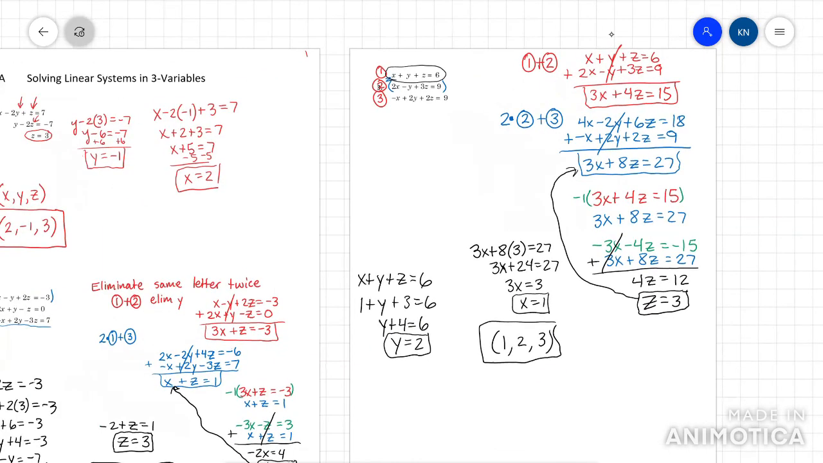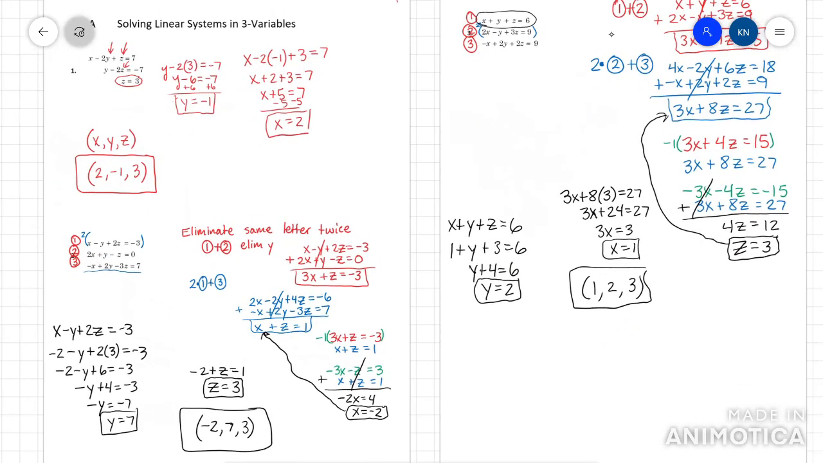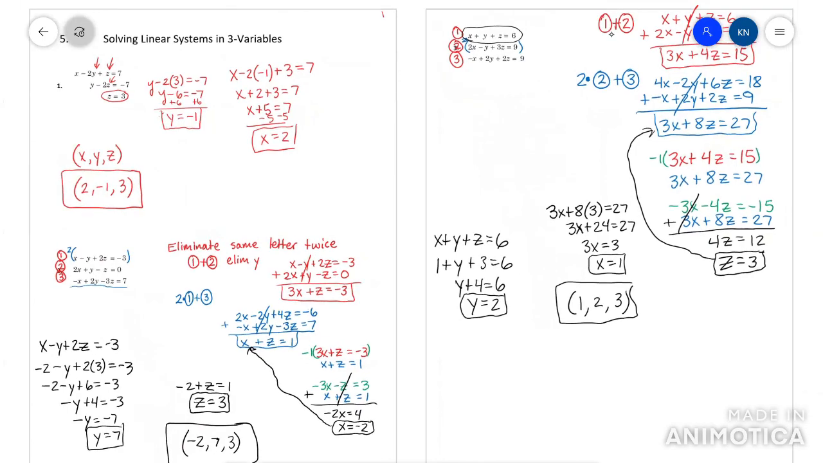So that's how you do systems when they have 3 variables. They can get kind of tricky, so good luck. Hope this video helped.